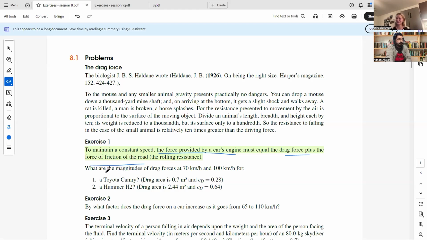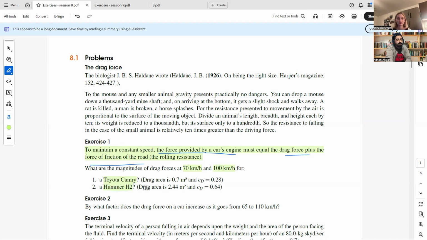Perfect. So what are the magnitudes of the drag force at 70 kilometers per hour and 100 kilometers per hour? We have two speeds, one is 70 kilometers per hour and the other is 100 kilometers per hour. And also we have two types of vehicles, one is a Toyota and the other is a Hummer H2.